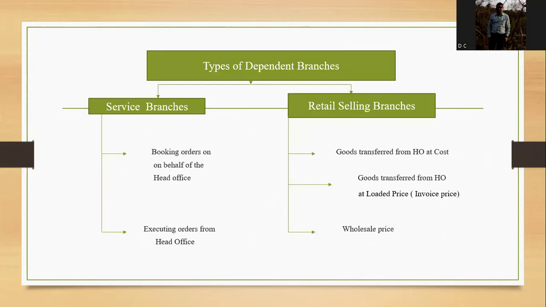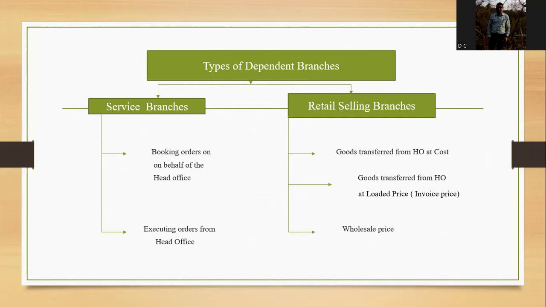Types of dependent branches: service branches and retail selling branches. Dependent branches are divided into two parts. One is called service branches, another is called retail selling branches. Service branches may be in the form of booking orders on behalf of the head office and executing orders from the head office. These types of service branches are generally of small size. They depend on the head office in every aspect. Branches cannot do anything on their own.